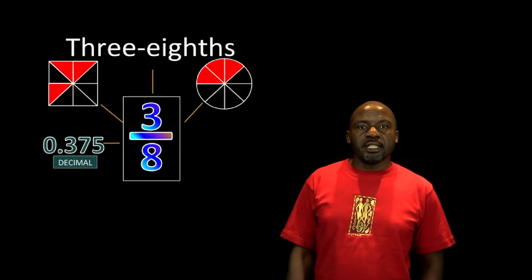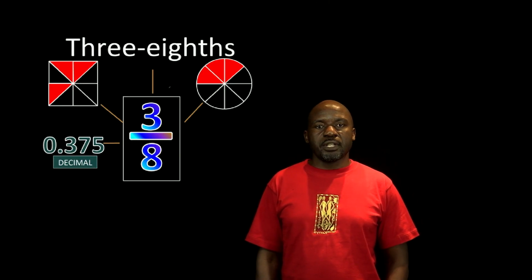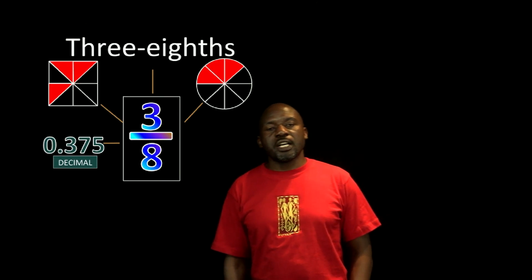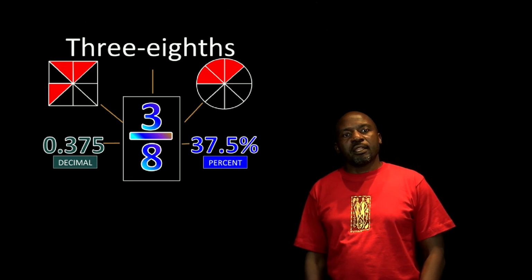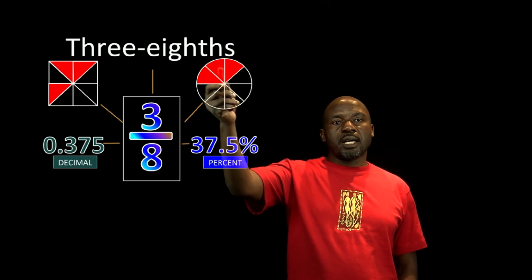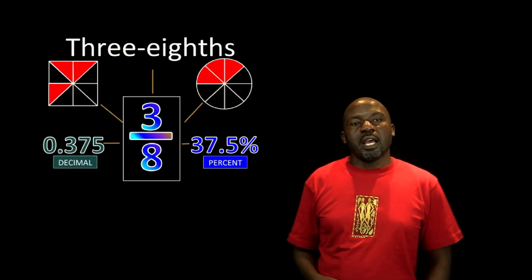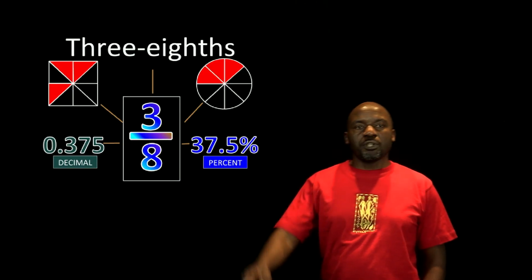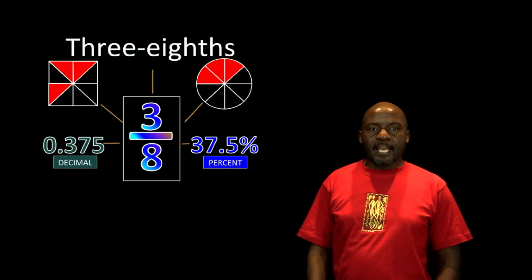I could represent it as a decimal, so we know that 3 out of 8 can be represented as the decimal 0.375. I could represent this as a percentage, and in which case this would be 37.5%. To get that, of course, we would take 3 parts out of the 8 parts, and multiply by 100%. If we do that on a calculator, you should get 37.5%, okay?